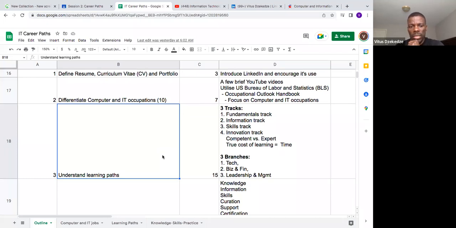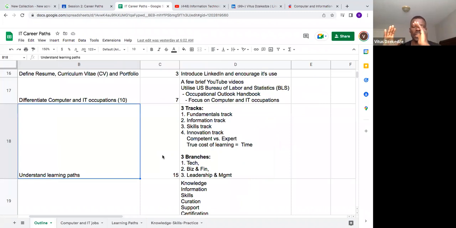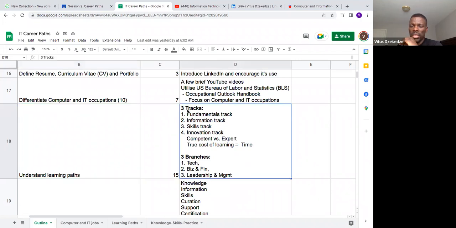Okay. So there are 3 learning paths again. Let's look at it this way. Let's picture a tree. A tree has a path that's going up as a stem. You can have 3 branches. One branch would be the technology branch. Another branch would be the business and finance branch. And another branch would be the leadership and management branch. But each of these branches has 3 tracks. I know I said 3, but there's 4 on there. The 3 tracks are the fundamentals track, the information track, and the skills track. I'll talk about them again in detail shortly.